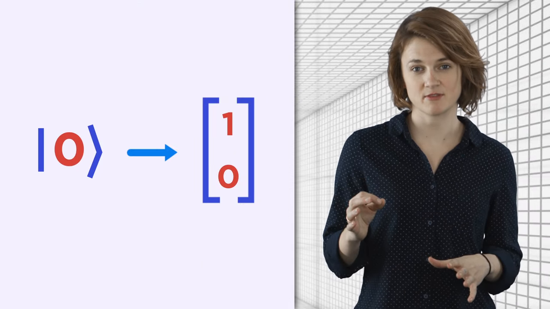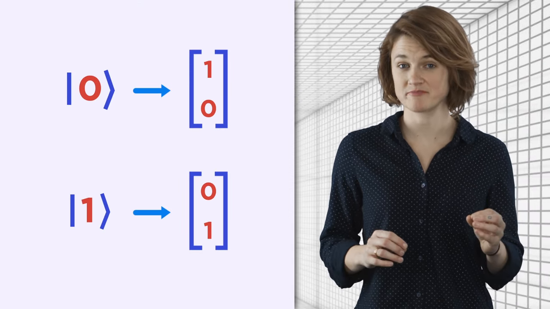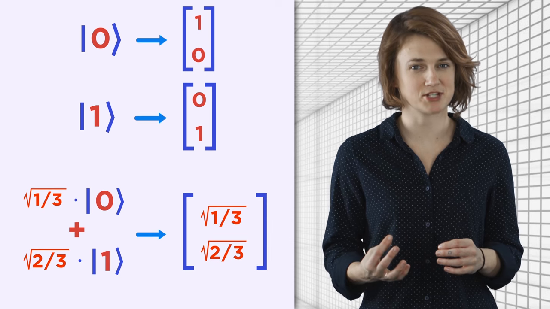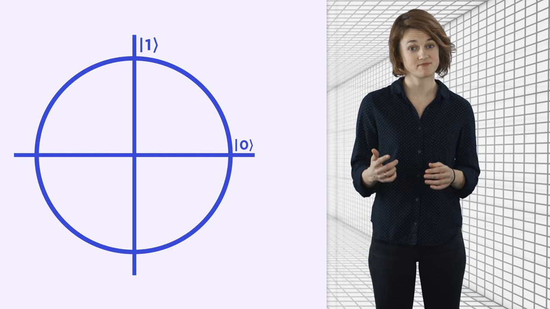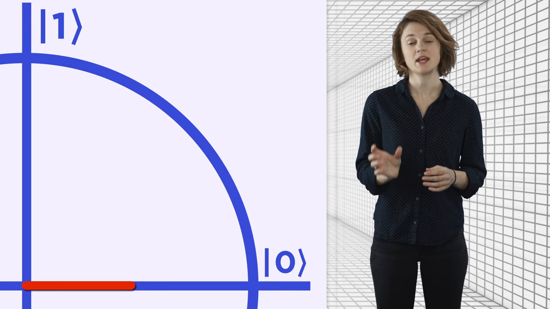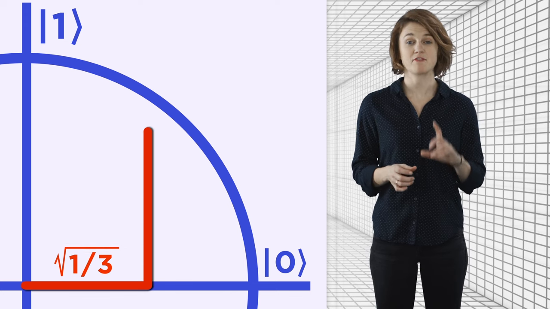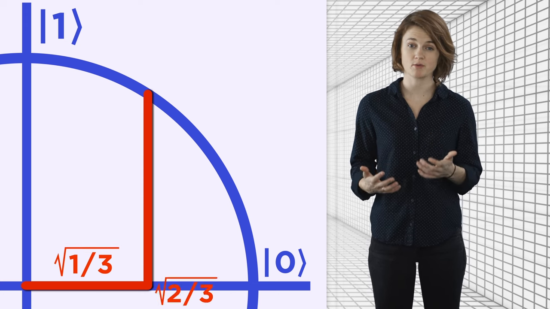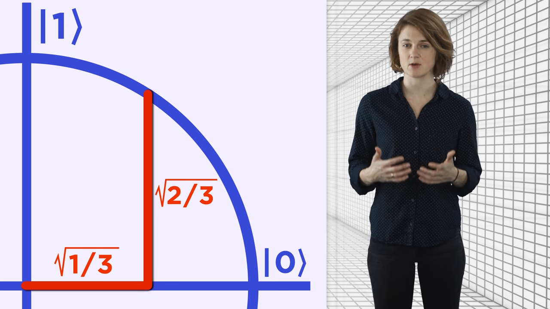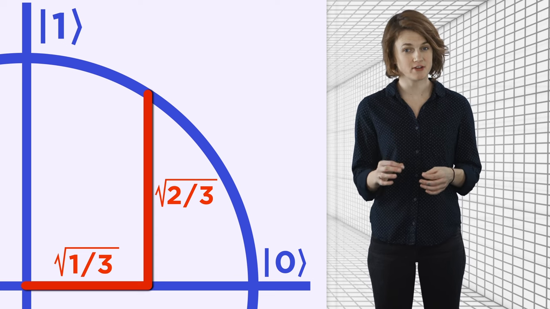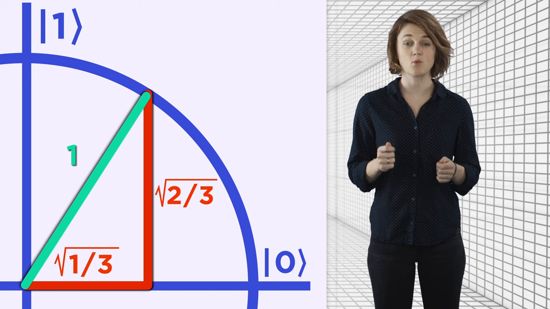One qubit is represented as a two-dimensional vector. This is state zero, and this is state one, and this is a superposition. Here's the reason for the square roots. We can visualize the vector on a circle like this. The horizontal component is the square root of the probability of being in state zero, and the vertical component is the square root of the probability of being in state one. By the Pythagorean theorem, the length of the vector is one.